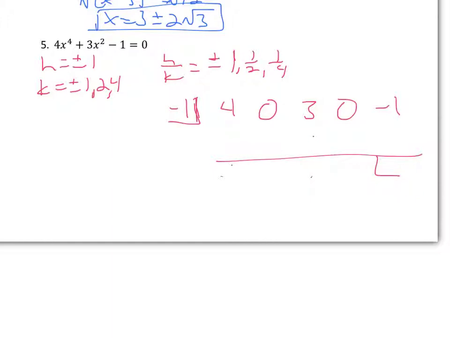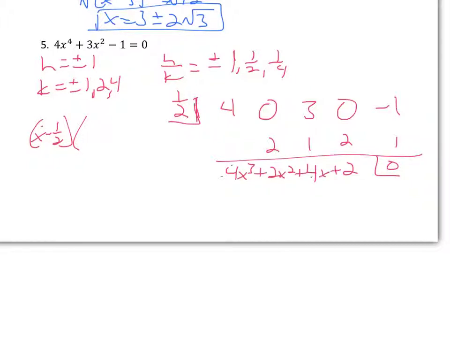Right, so let's try something different. Let's try to not change the signs at all. Let's go with 1/2. So we have 4, 2, 2, 1, 4, 2, 2, 1, 0. Great. All right, that one does work. So we have x minus 1/2 times 4x cubed plus 2x squared plus 4x plus 2.